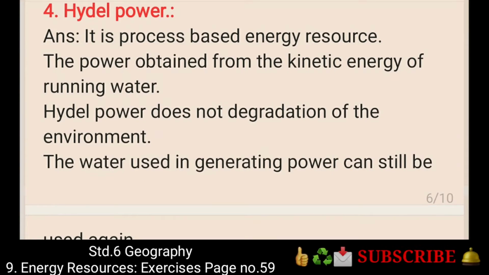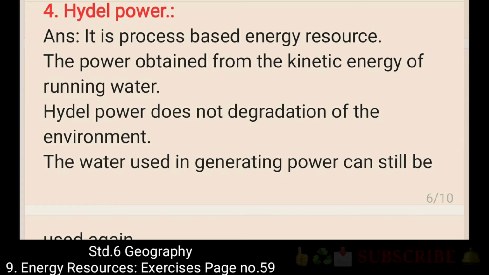The fourth one, hydel power. The answer is, it is a process based energy resource. The power is obtained from the kinetic energy of running water. Hydel power does not cause degradation of the environment. The water used in generating power can still be used again.